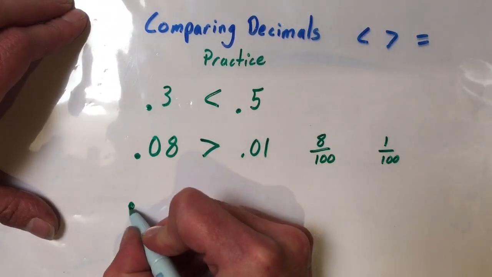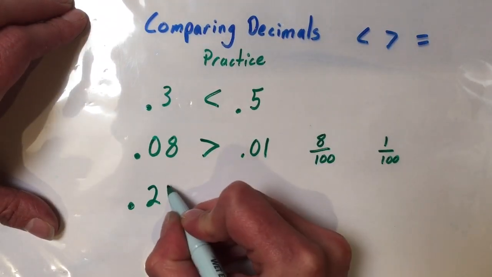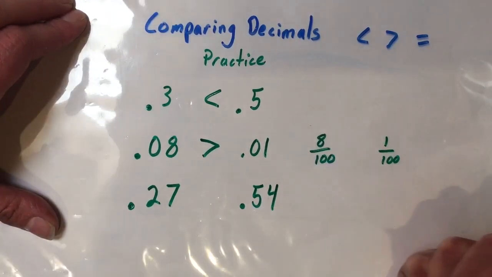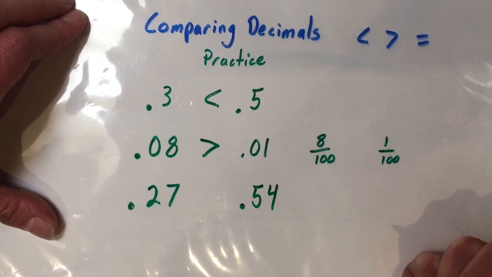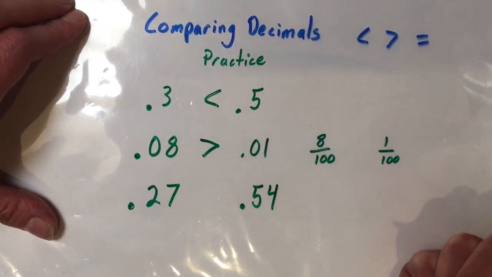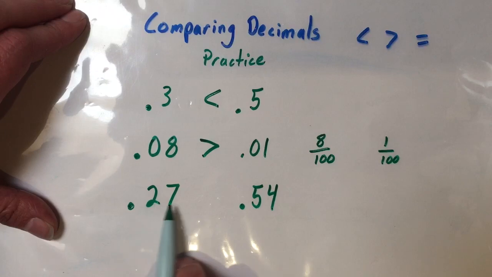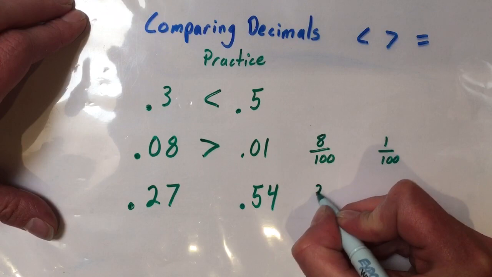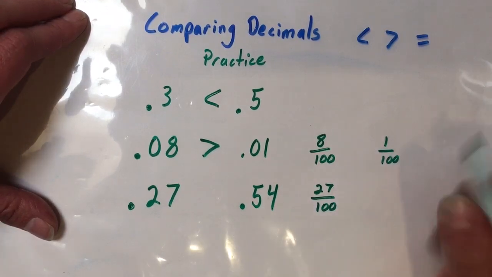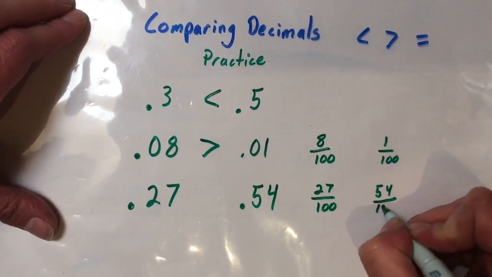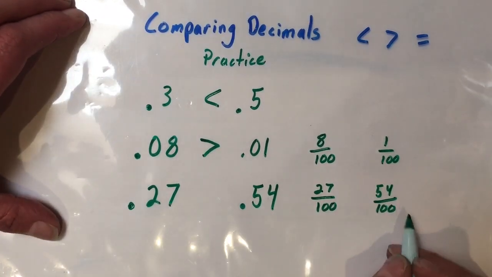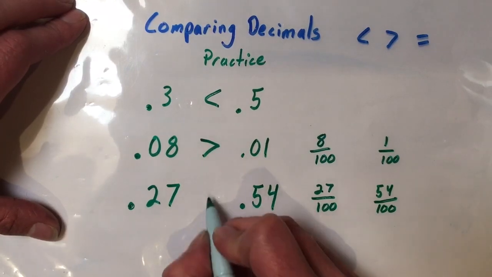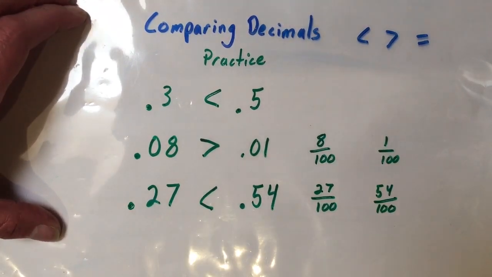All right, let's try this. I have 27/100 or 54/100. All right, we notice in this number that I have a tenths and a hundredths. If I were to write these as a fraction, 27/100 versus 54/100, we have the same denominator for both of them, so we can just go ahead and compare them right away. 54/100 is bigger than 27/100.